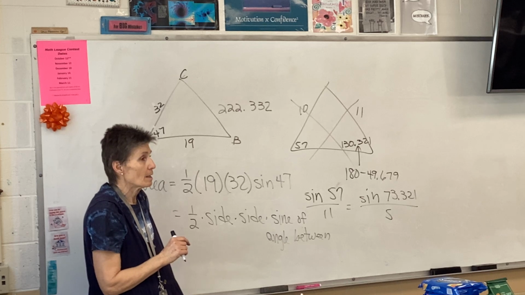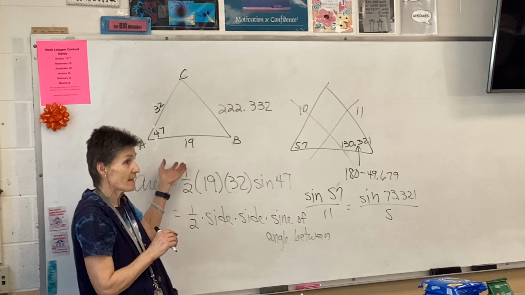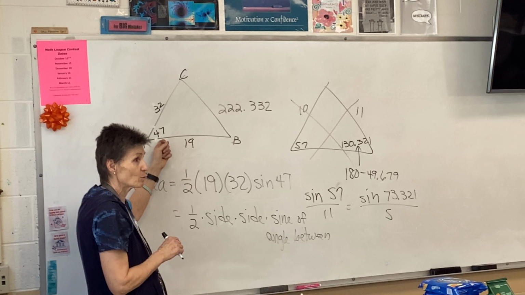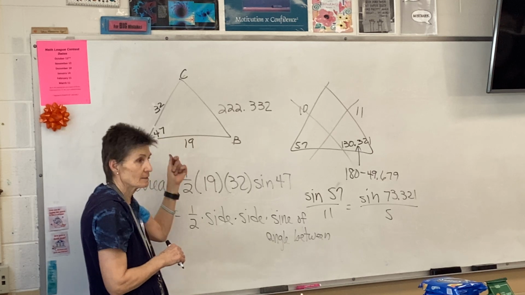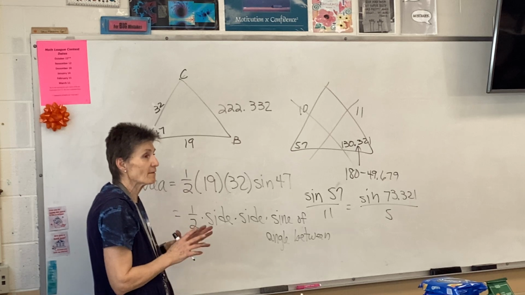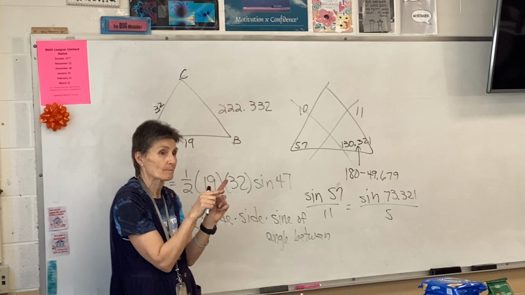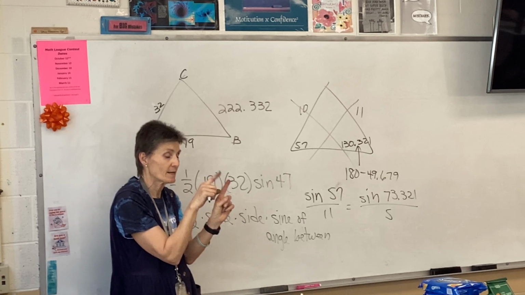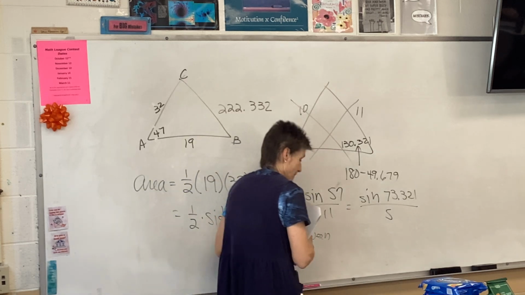So, are the problems going to get harder than that? Of course they are. But if you are handed side, side, and angle in between, this is how you're going to find the area. Because it's just boom. So what do you have to have? You have to have two sides and the angle in between them. Okay, folks? Two sides and the angle in between. All right, let's look at problem B.